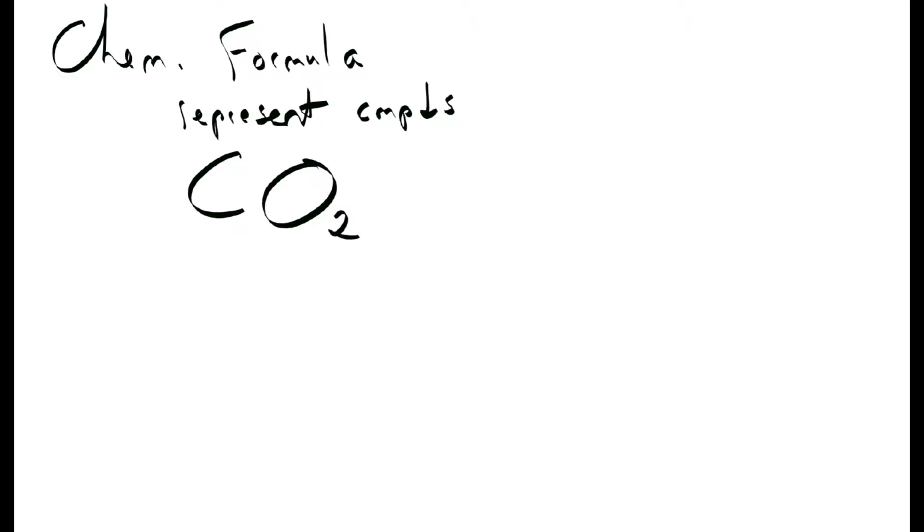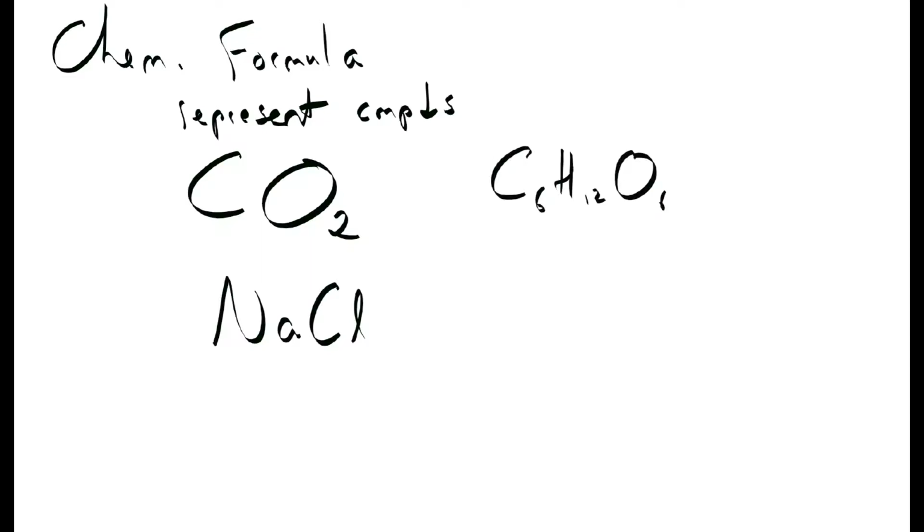Instead of writing out sodium chloride for table salt, we can just write out NaCl. And instead of trying to write out the full name of table sugar, we can just write C6H12O6. So that is your chemical formula. It is just what atoms are involved in that compound, what elements I should say, and how many atoms of each element within that compound.